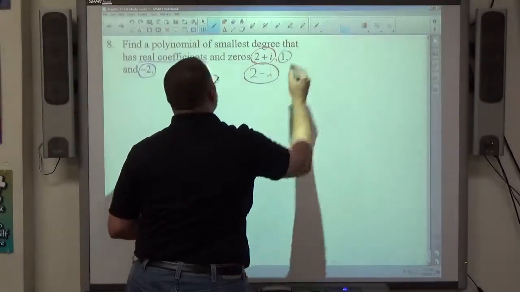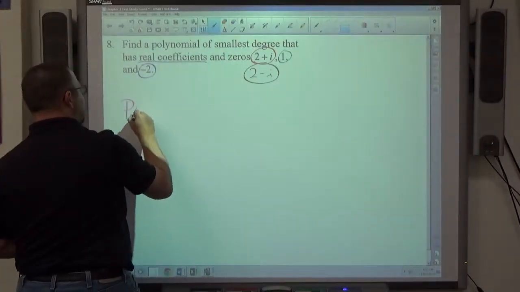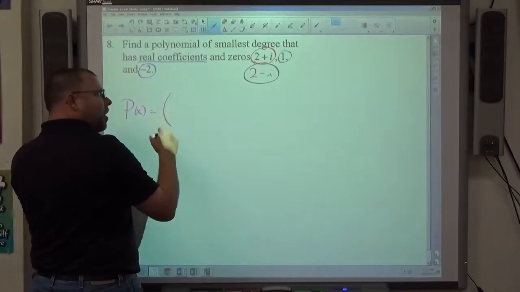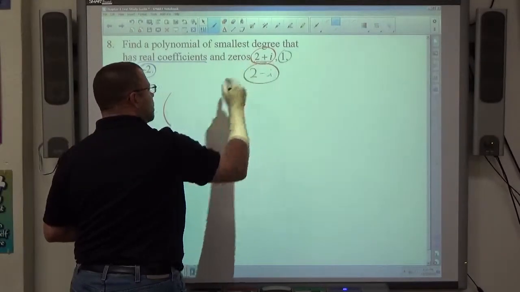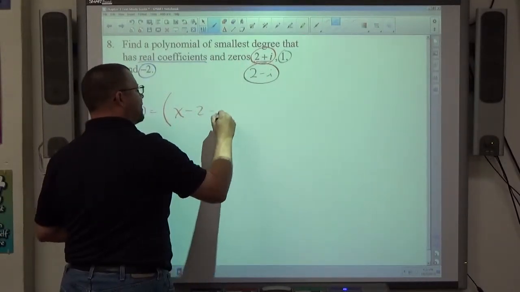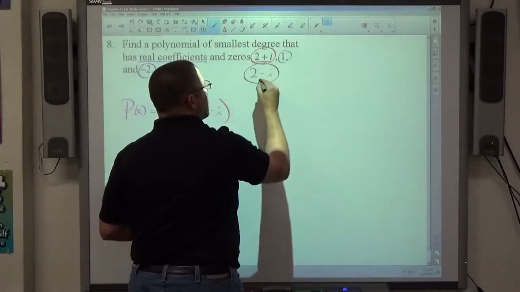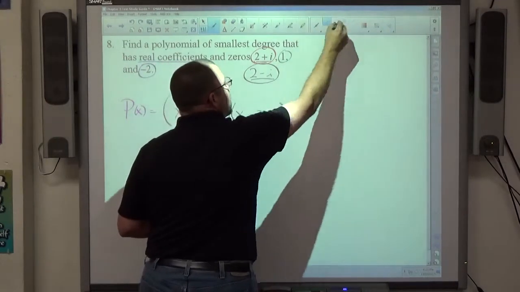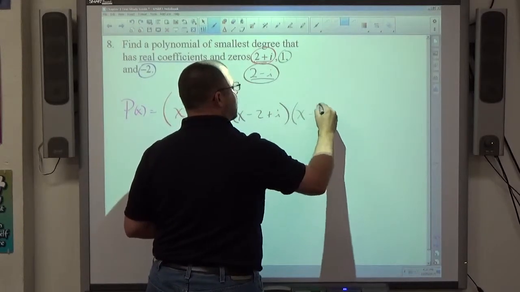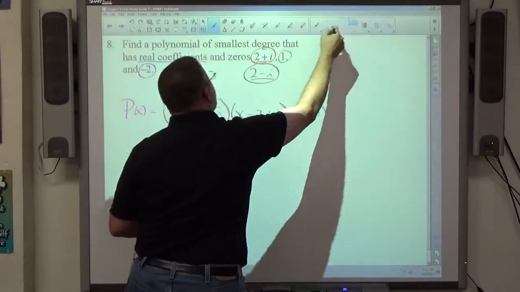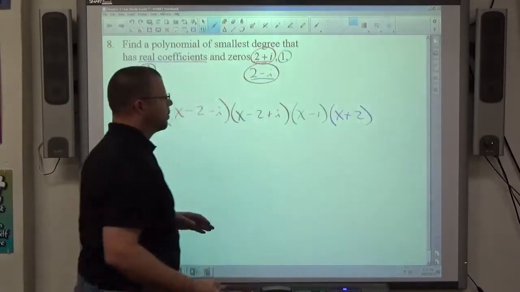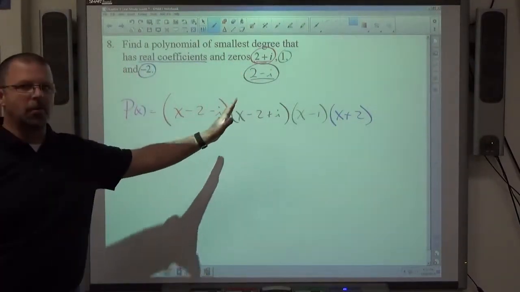So if I do p of x equals, I simply have to do x minus each answer. So for this one, if I subtract this answer, I'm going to get x minus 2 minus i. If I subtract this answer, I'm going to get x minus 2 plus i. If I subtract that answer, I'm going to get x minus 1. And if I subtract this answer, I'm going to get x plus 2. So that's how you create the polynomial function.